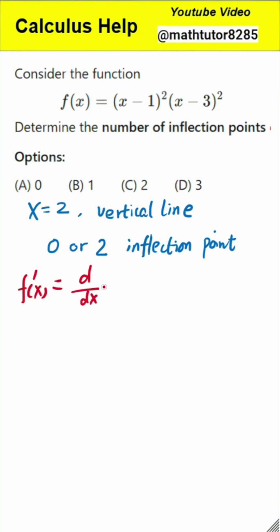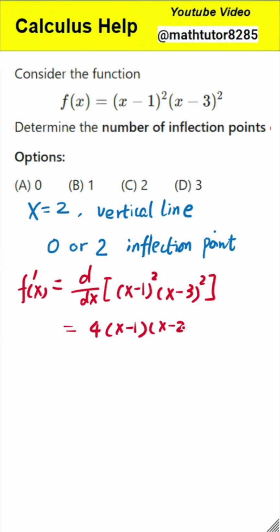Now we differentiate the function. The first derivative turns out to be a product of 3 terms: x minus 1 times x minus 2 times x minus 3, all multiplied by 4. This derivative tells us about the slope of the curve, but to find inflection points, we need to examine where the concavity changes. That means we need the second derivative. Next step is using Rolle's theorem on the derivative.